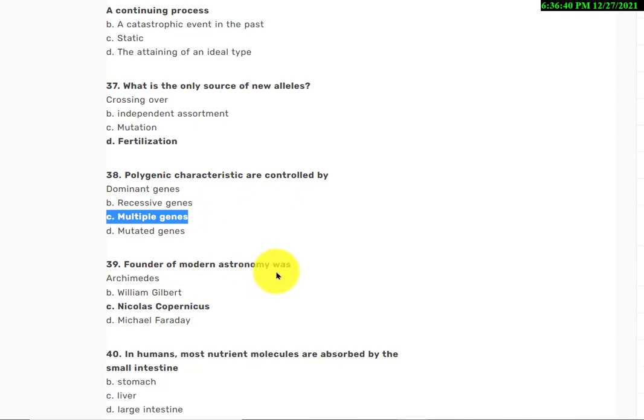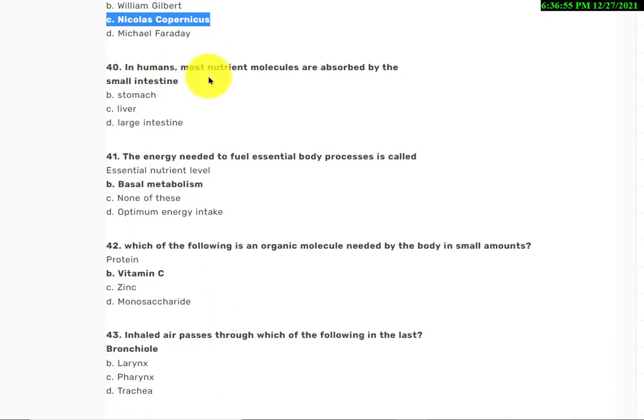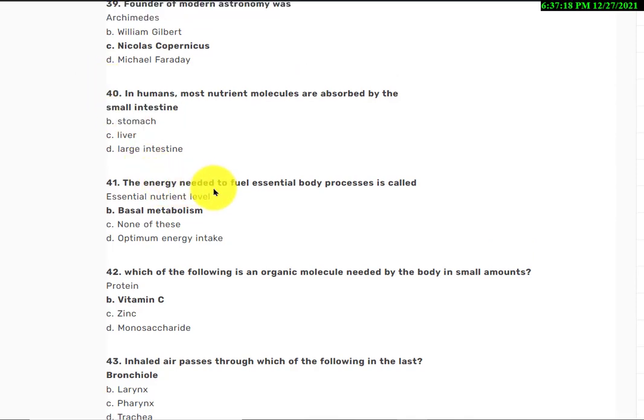Founder of modern astronomy was Nicholas Copernicus. In humans, most nutrient molecules are absorbed by small intestine. The energy needed to fuel essential body processes is called basal metabolism. Which of the following is an organic molecule needed by the body in small amounts? Vitamin C.